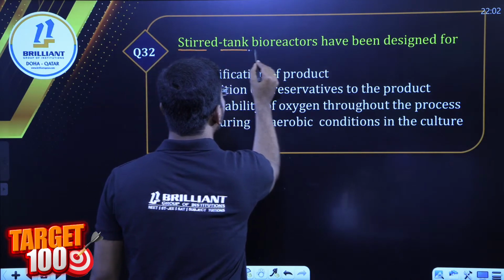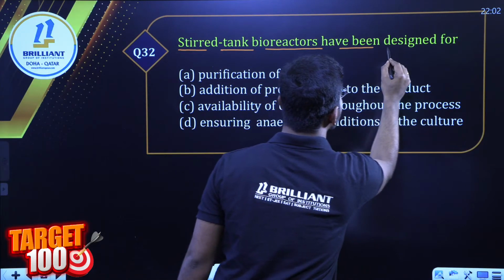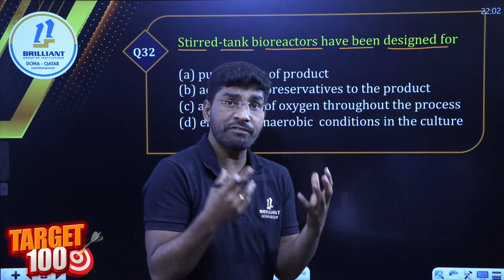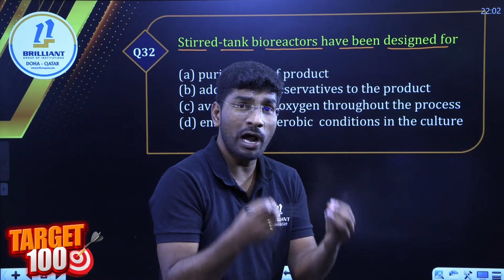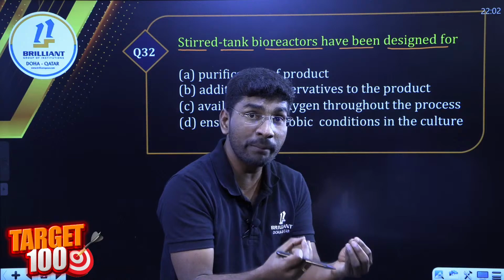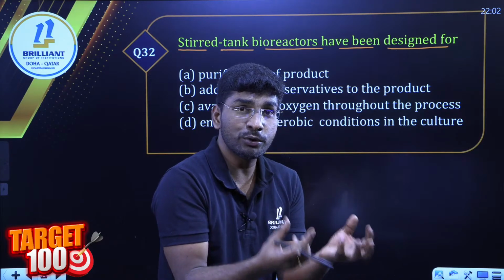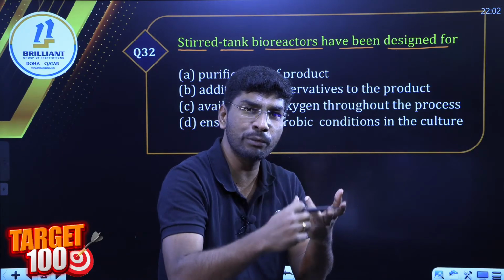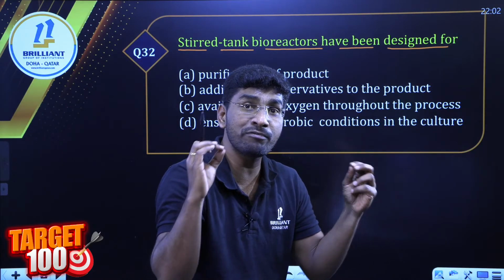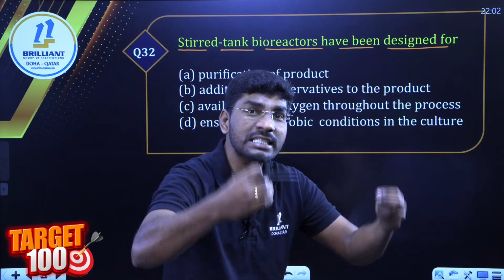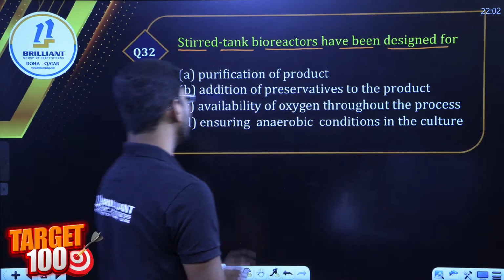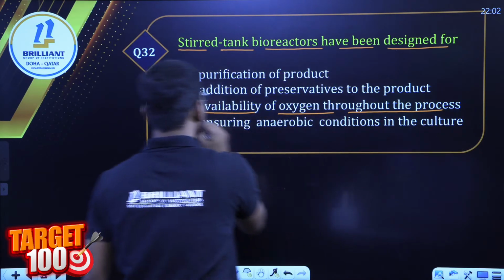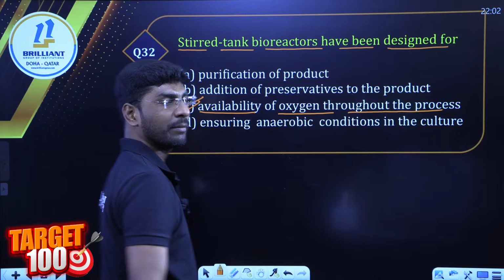Stirred tank bioreactors have been designed for getting a huge product. We have to culture those transformants in the bioreactor, right? So in that bioreactor, we are providing everything: pH, temperature, food material, everything. But one thing we are continuously giving, what is that? Yes, absolutely correct. Availability of oxygen throughout the process, NCERT line, it is directly given.